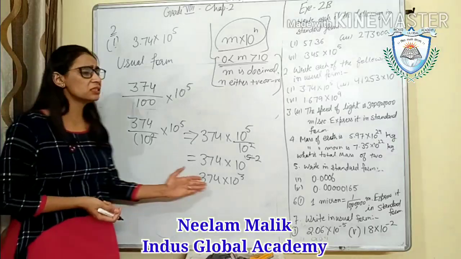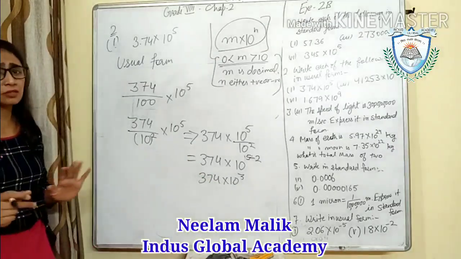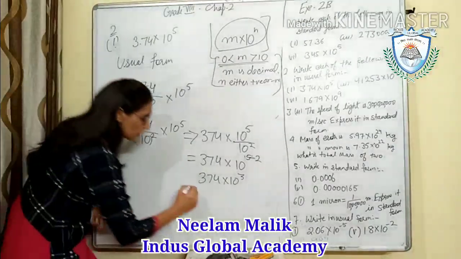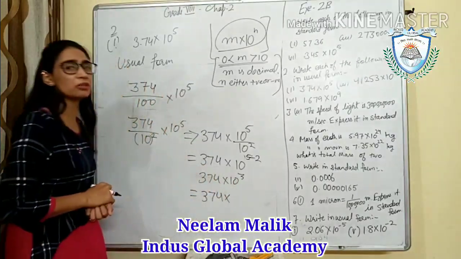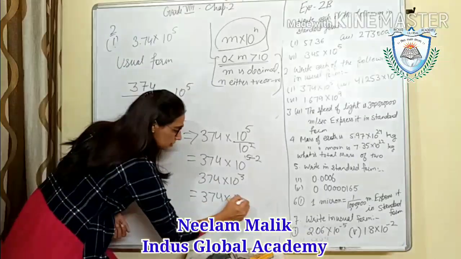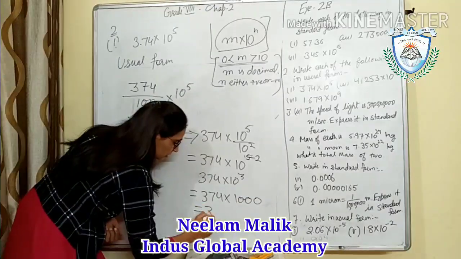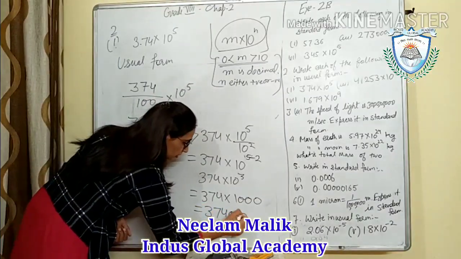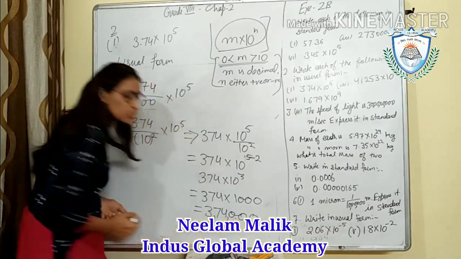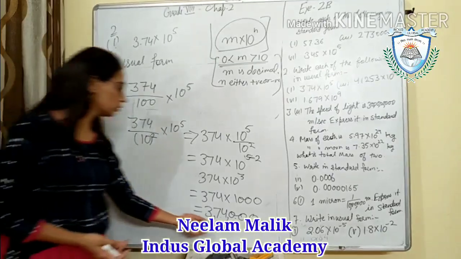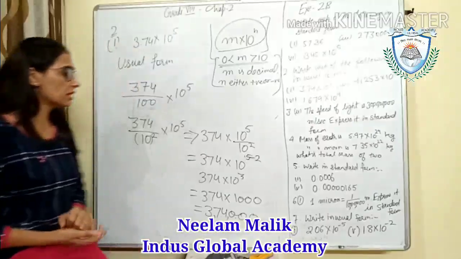But we need this number in the simplest form, the usual form. So now 374 will be multiplied by 10 raised to power 3, meaning 1000. So now our answer is 3,74,000. Yes, this is our answer.